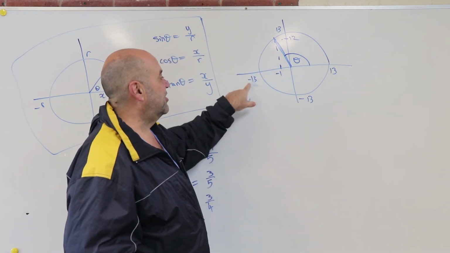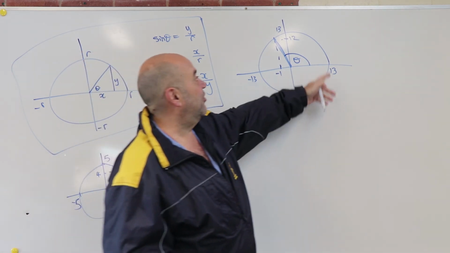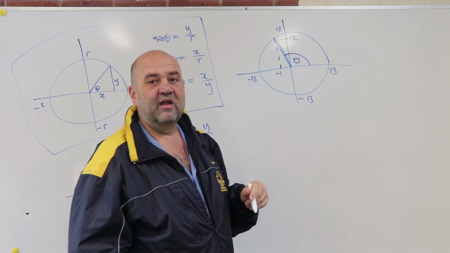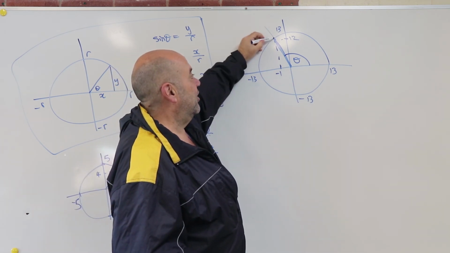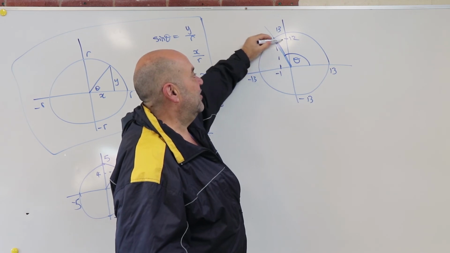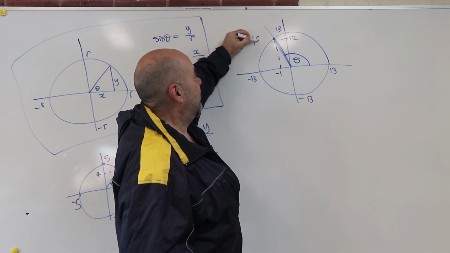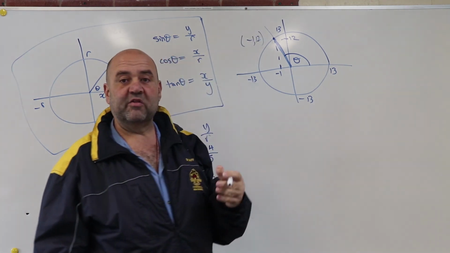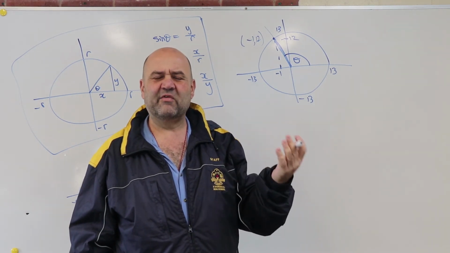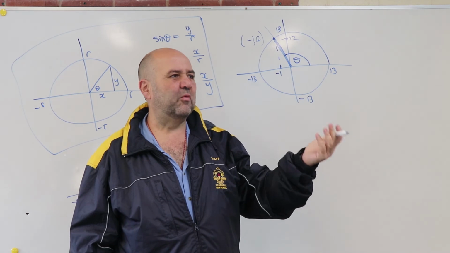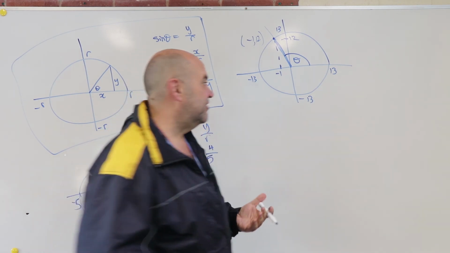Okay, this time I've got a circle with a radius of 13. So we go 13, 13, negative 13, negative 13, and we've got theta such that it's intersecting our circle around here at negative 1, 12. Okay, so that's the point negative 1, 12. I want to know what sine theta, cos theta and tan theta are. Okay, it's outside of a right angle triangle. I don't have an opposite and an adjacent that I can use nicely. But that's okay because I can use my definitions.